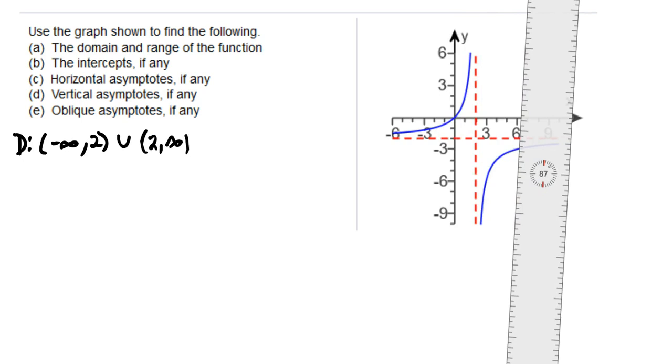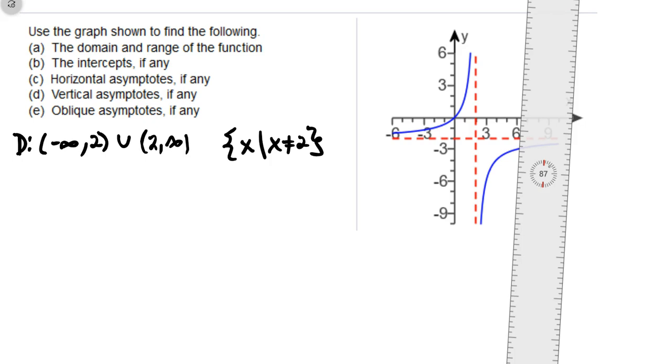You could also say that x is not equal to 2. That's another way of saying what the domain is. Let me write that a little bit more formally in what we call set builder notation. It would be x such that x is not equal to 2. The other notation I used is called interval notation.